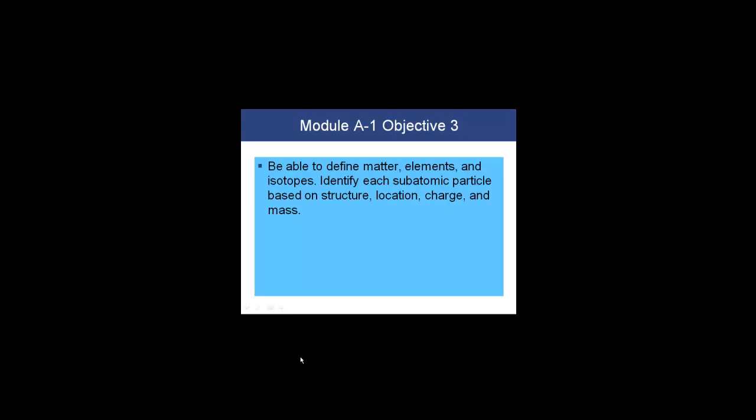Since this is one of the first objectives in a video lecture, let me just say that our exams in this course are objective driven. So if the objective asks you to define matter, I would definitely look that term up in the glossary of the text, write out the definition, and learn it. Because when we get to the first exam, those are the types of questions that you'll see. We will expect you to have a working definition of matter, of elements, and of isotopes.